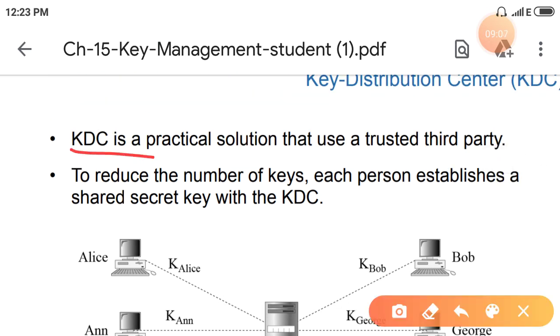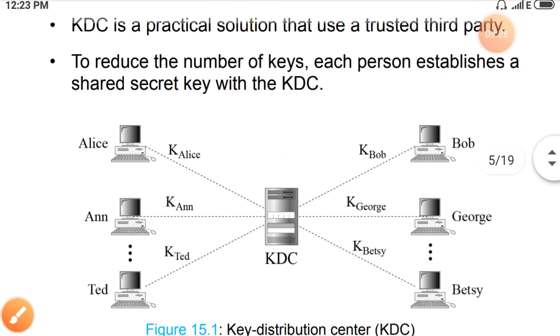So what does KDC mean? KDC is a practical solution that acts as a trusted third party. To reduce the number of keys, each person establishes a shared key with the KDC. See here, 6 persons want to communicate with each other. So in total how many session keys do we need? 6 into 5 by 2, which means 15 session keys we need.